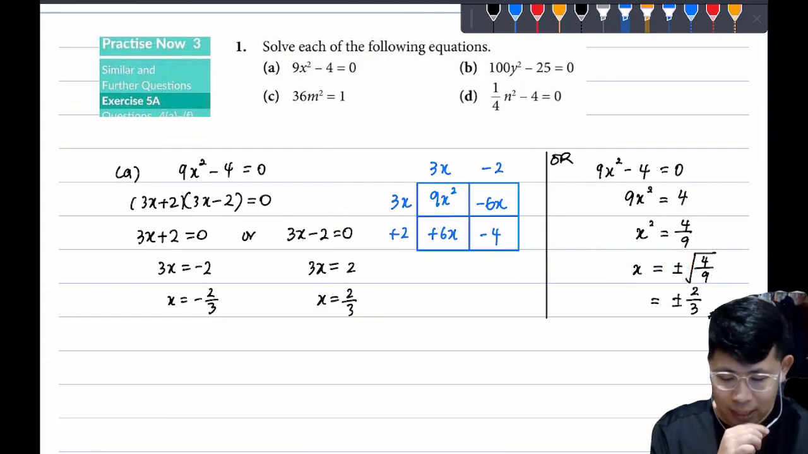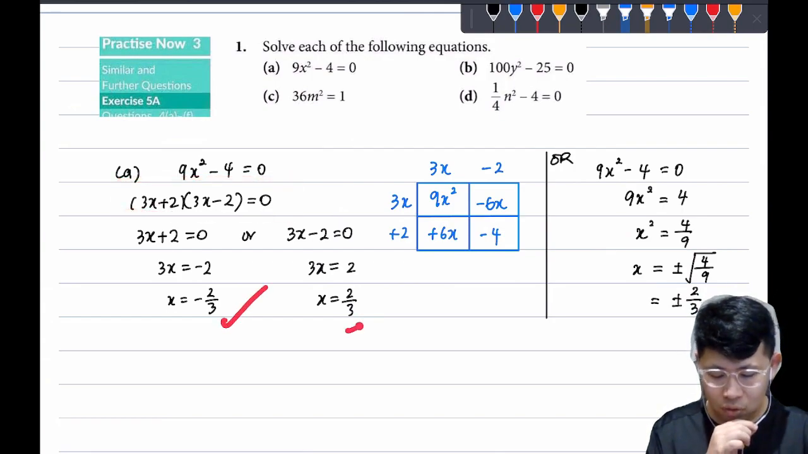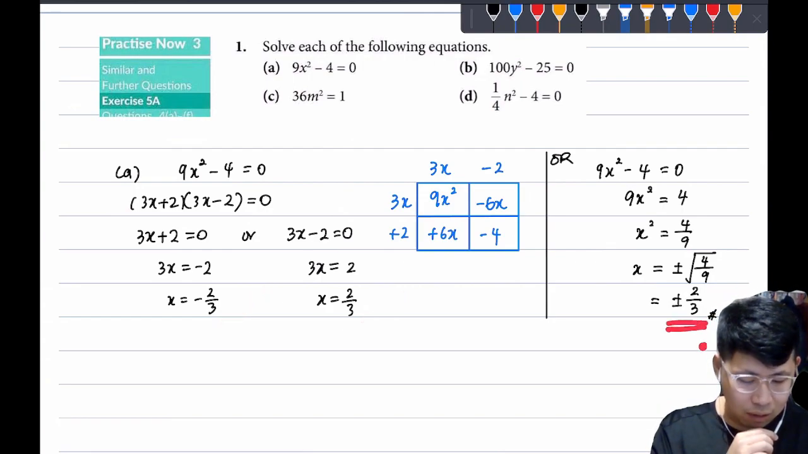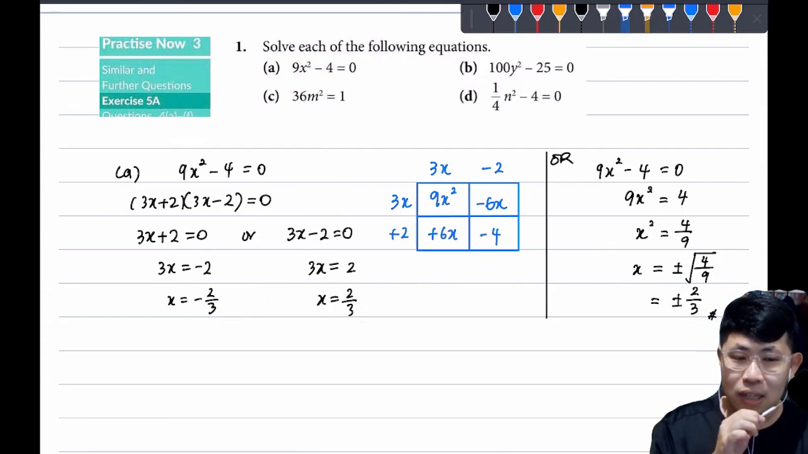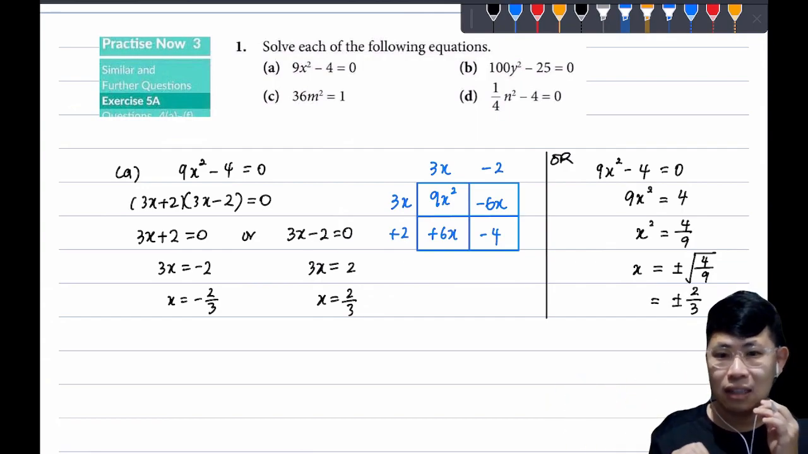Alright, otherwise if you were to factorize like this over here, you can actually see that we have two solutions, and over here we have two solutions like what we said. Otherwise we have only one solution, right? We will lose out the negative solution. So this is something for us to take note.